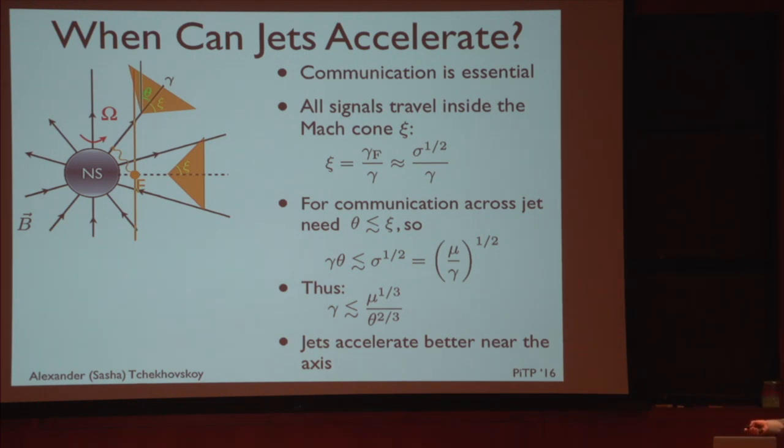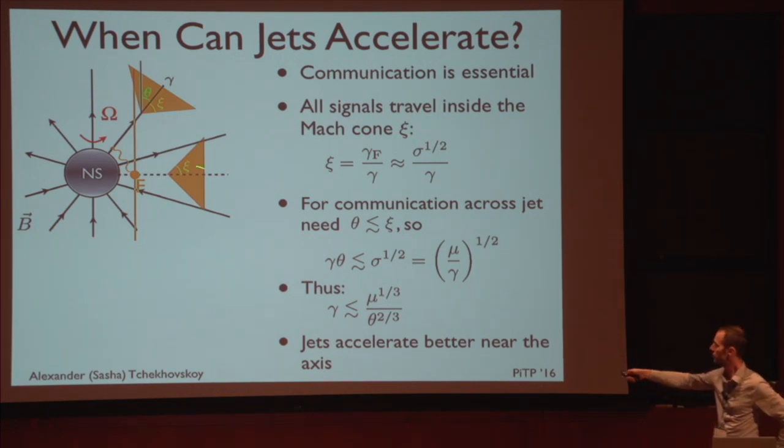So the condition for efficient acceleration is that the local polar angle is less than the opening angle of the Mach cone. And we can rewrite it in this way. The product of Lorentz factor and polar angle is less than sigma to the 1/2, or mu over gamma to the 1/2, by the energy conservation we wrote out a few slides ago. So the limit on the Lorentz factor now becomes relaxed. It's not just mu to the 1/3. Remember that mu to the 1/3, that was 10 for mu of 1,000. Now it's mu to the 1/3 divided by the local polar angle.